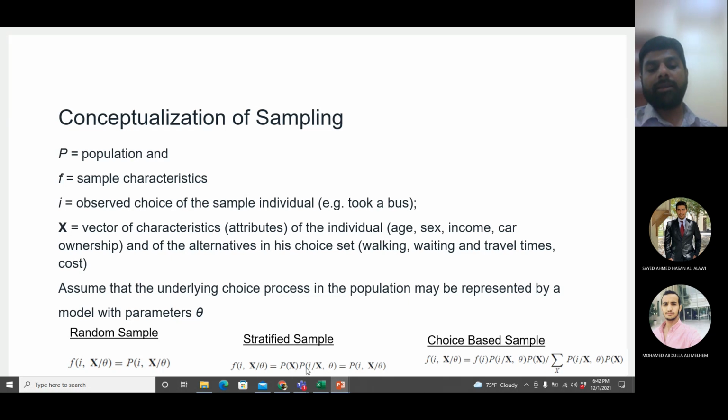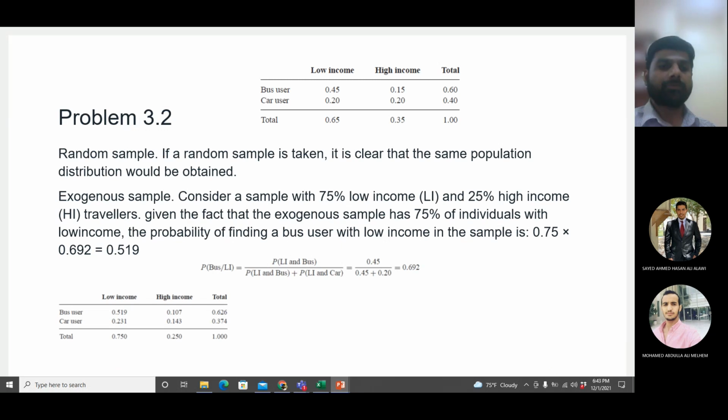Now the good thing here is that if you apply stratified sampling, then the possibility of a particular choice for any person is equal to the possibility of the choice for the entire population. Okay, so whatever the possibility of the choice in a sample is, that is equal to the possibility in the entire population. But in the case of choice-based sampling, it is not true. Okay, let me show you with an example.